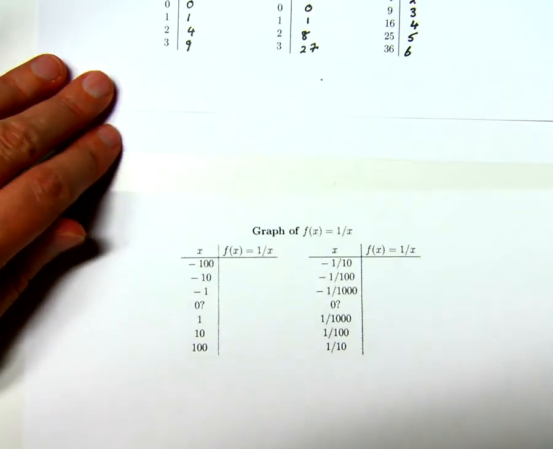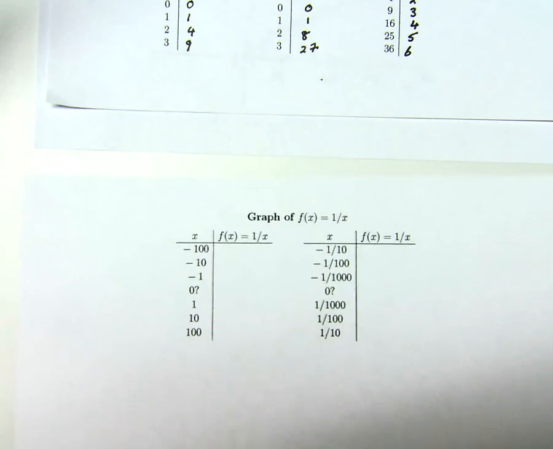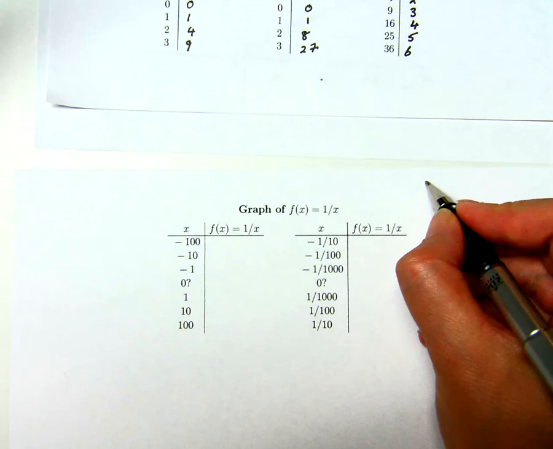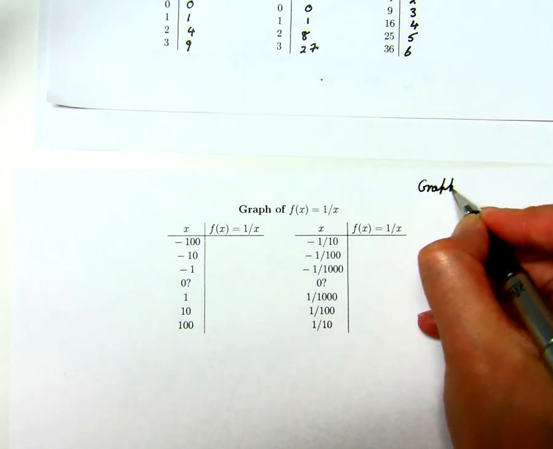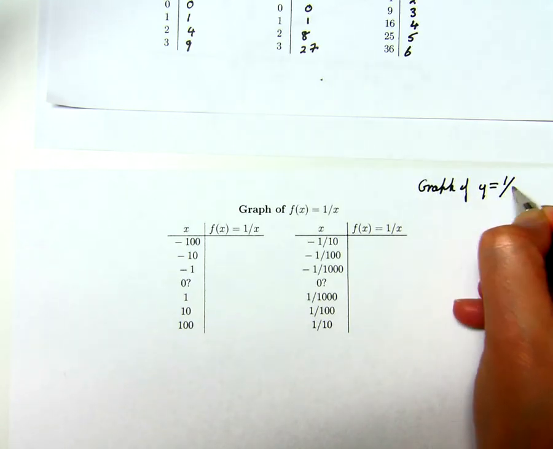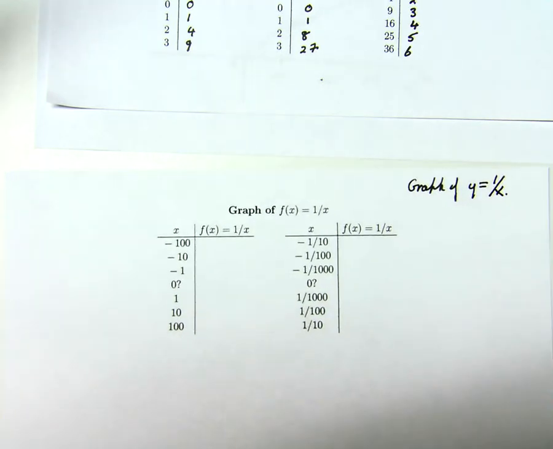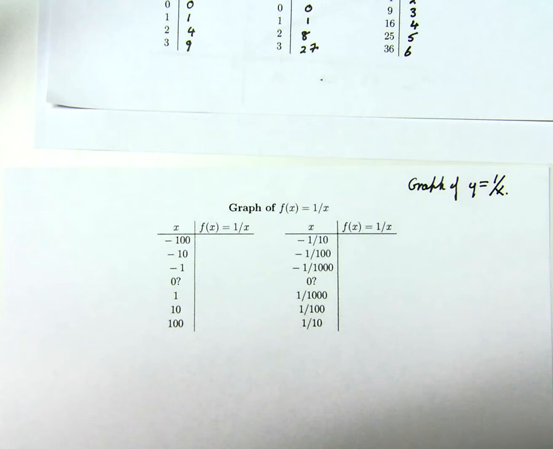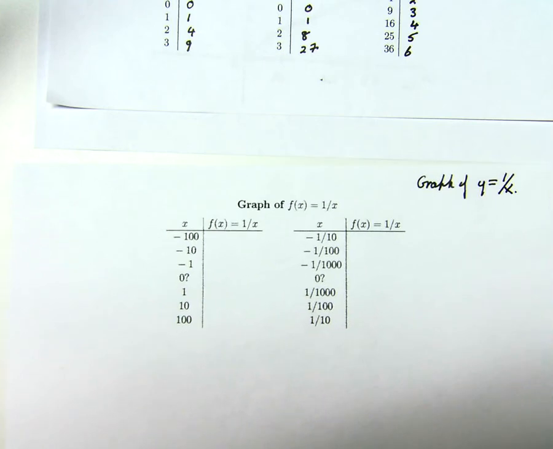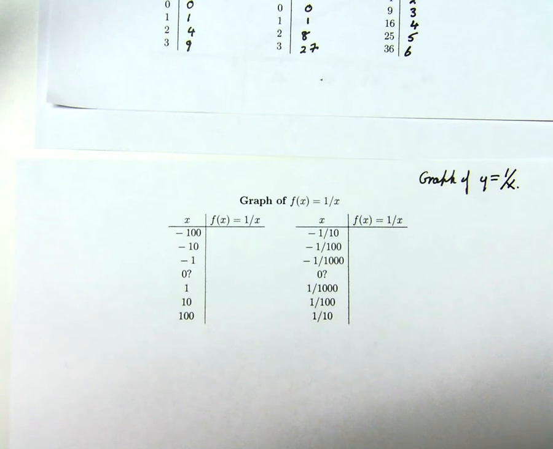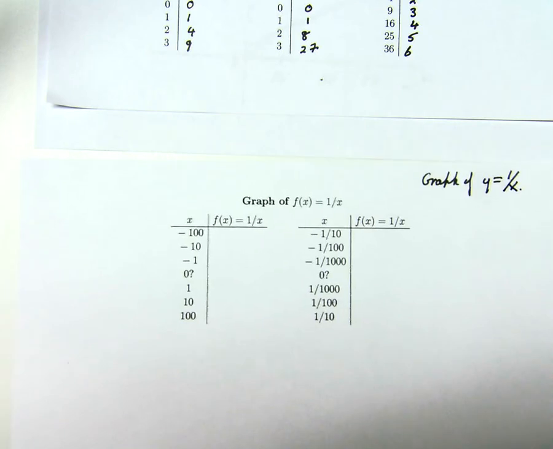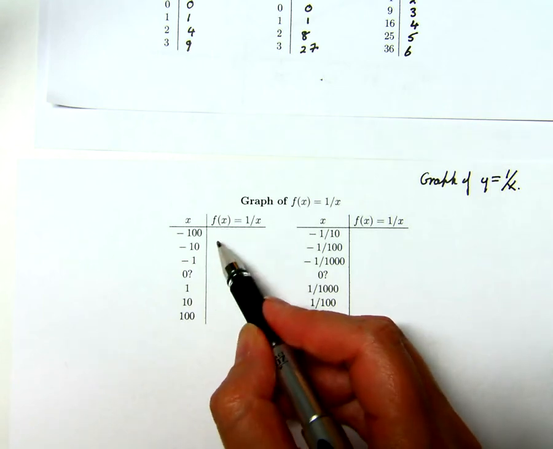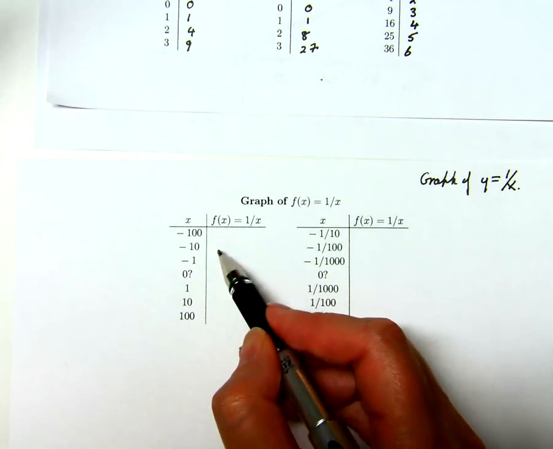There's an interesting feature on the graph of f of x equals 1 over x. Of course, we're looking at the graph of y equals 1 over x. And as you get closer and closer to x equals 0, the y values on this graph head off towards plus or minus infinity. So let's see what happens here for values larger in absolute value than 1.